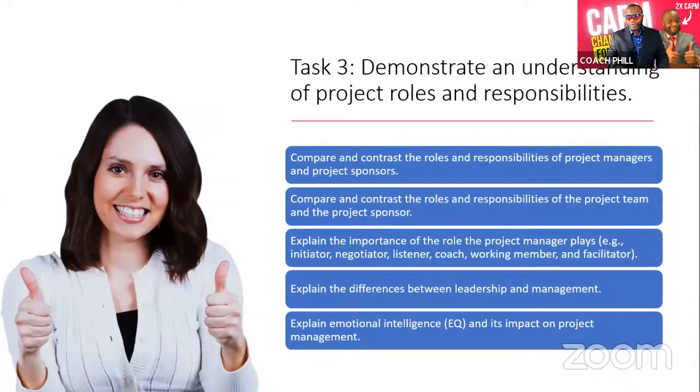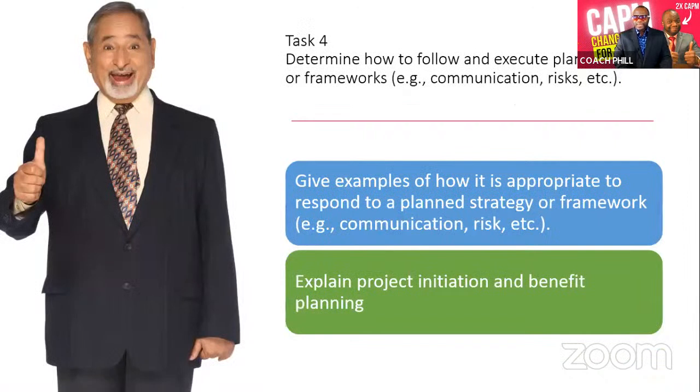All right, I'm going to go through these very quickly now. Demonstrate an understanding of project roles and responsibilities. So roles of project managers, roles and responsibilities of the team, the importance of the role of the project manager. This is very well covered in the 6th, by the way. Explain the differences between leadership and management. Again, very well covered in the 6th edition, chapter 3. And explain emotional intelligence, EI, EQ, whatever you want to call it. What is it? It's bridling your emotions and being able to influence the emotions of others and understand the importance of that. Very well covered in the 6th edition, by the way, not so much in the 7th.